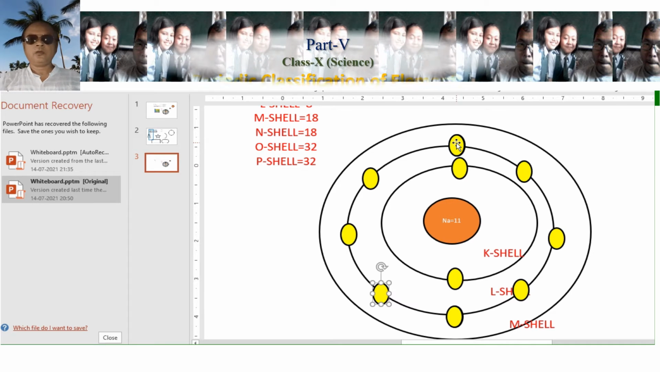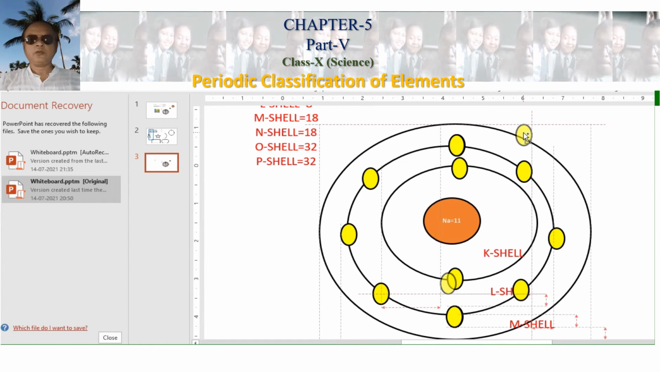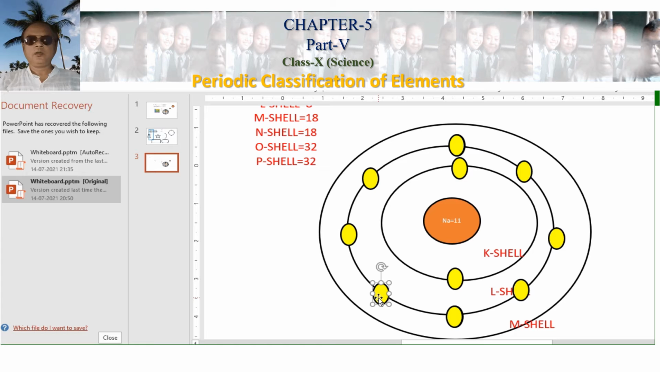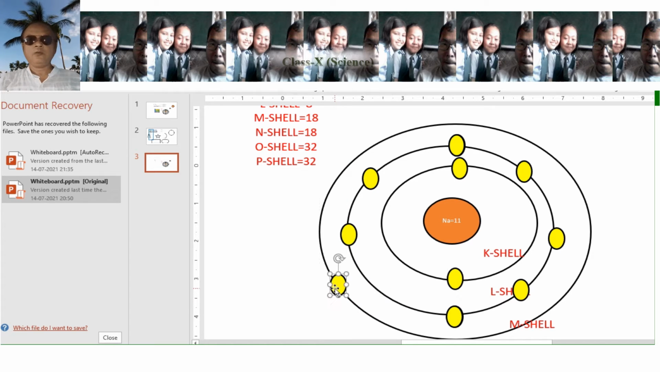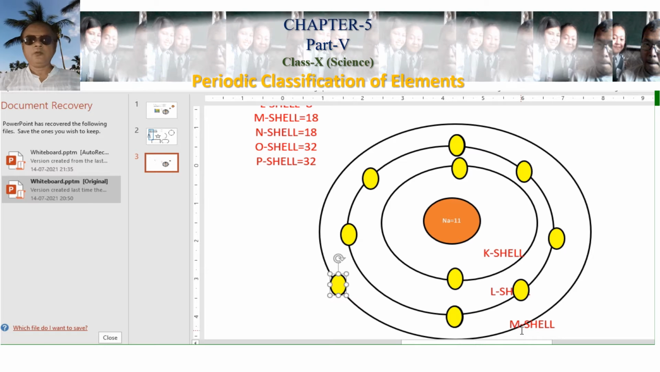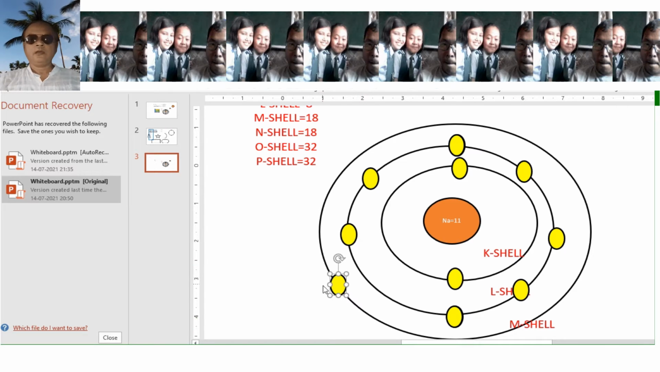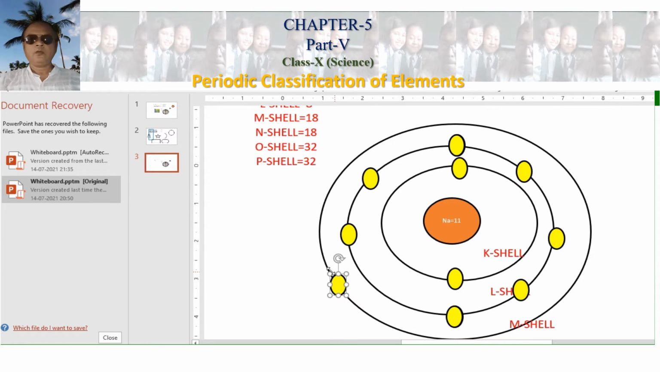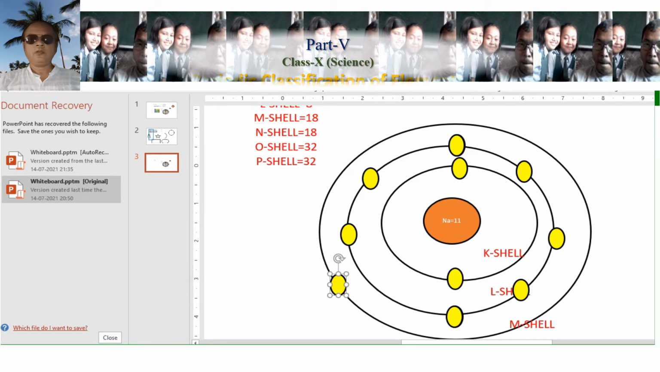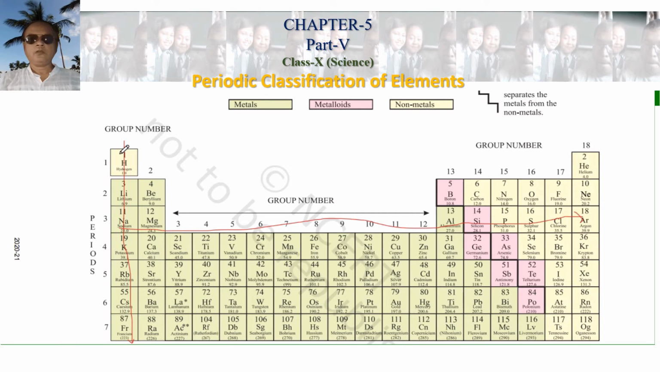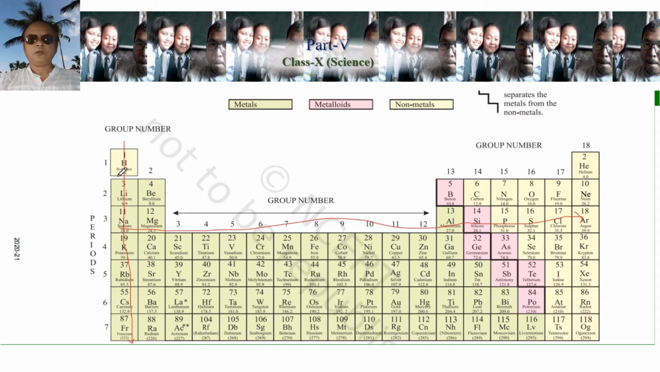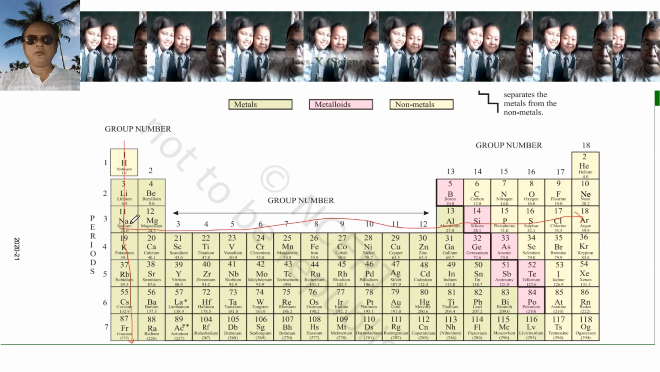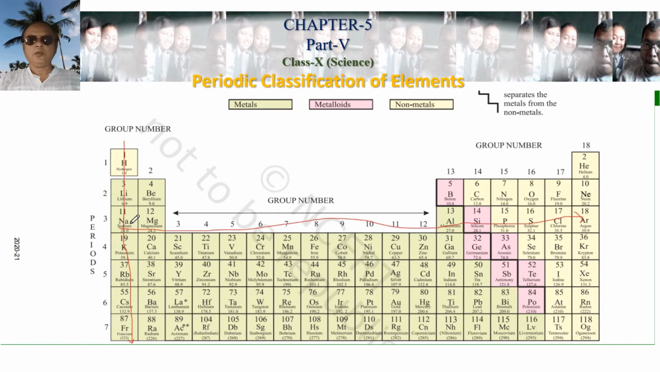So 1 electron will be in the M shell. So the outermost orbit of sodium also has one electron. So let us consider the periodic table. As we go down the group, the number of shells increases by 1, but the number of electrons in the valence, outermost orbit is 1. It does not increase.